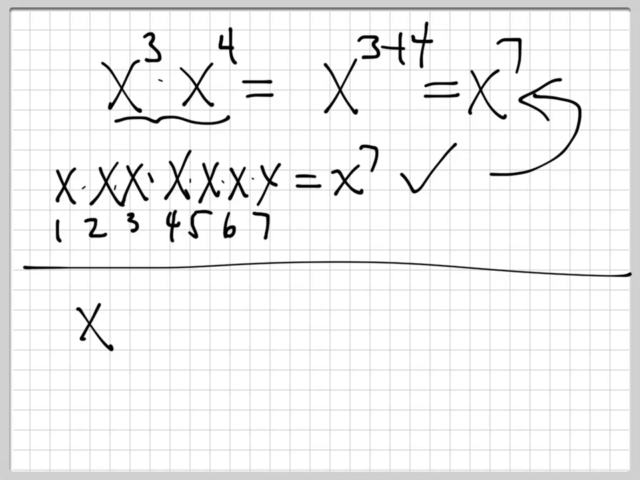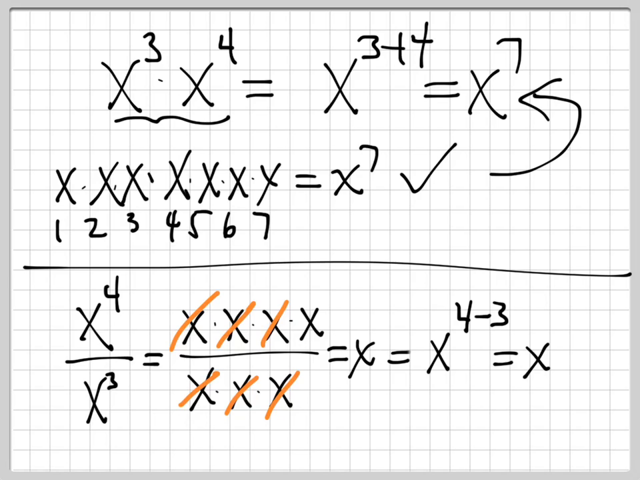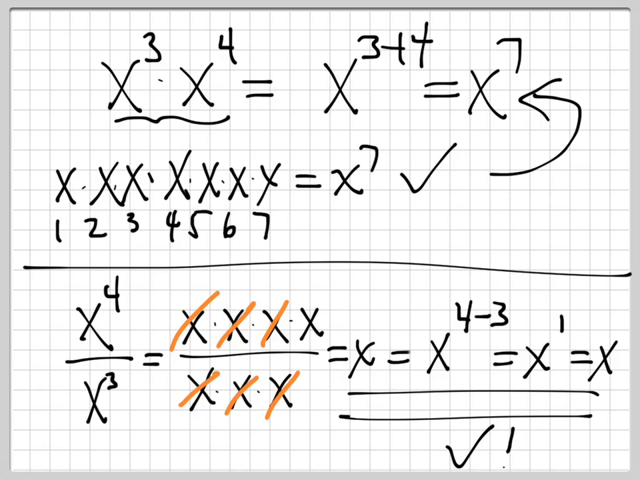How about x to the fourth divided by x cubed? We can do this again the long way. We go x times x times x times x over x times x times x. And we can cancel one up top and one below, one up top, one below, one up top, one below. And what do we get? We get x. But if we use our rule, it should be x to the 4 minus 3, which is x to the 1, which is also x. So that worked out okay. Good. So these are some of the basic rules of exponents.